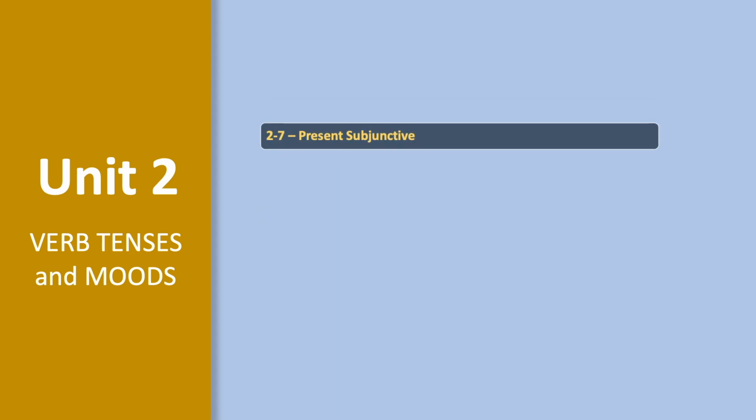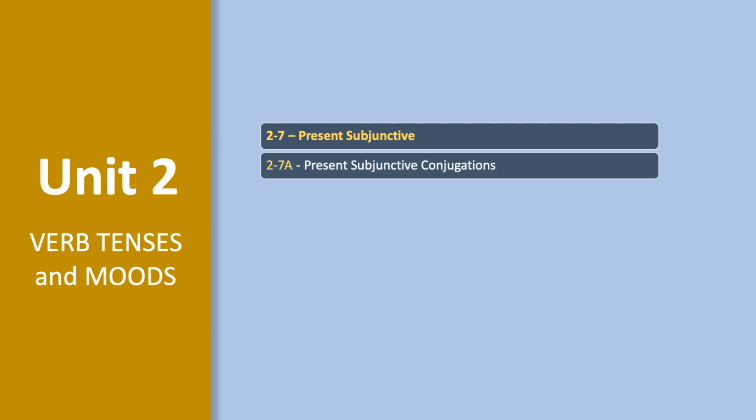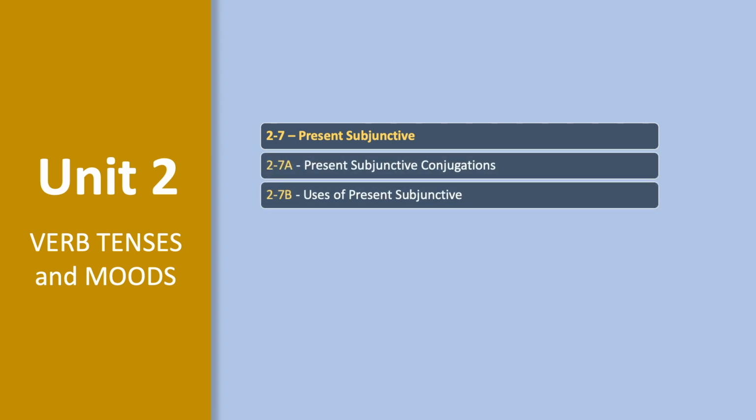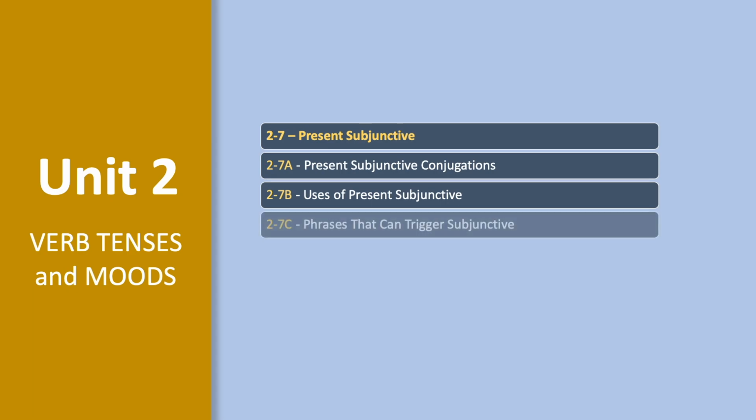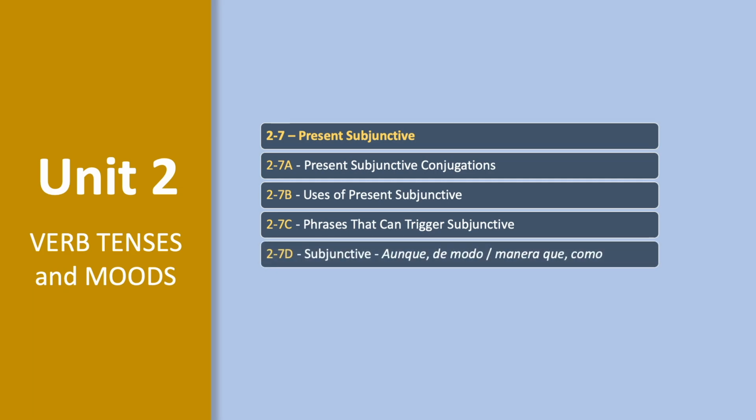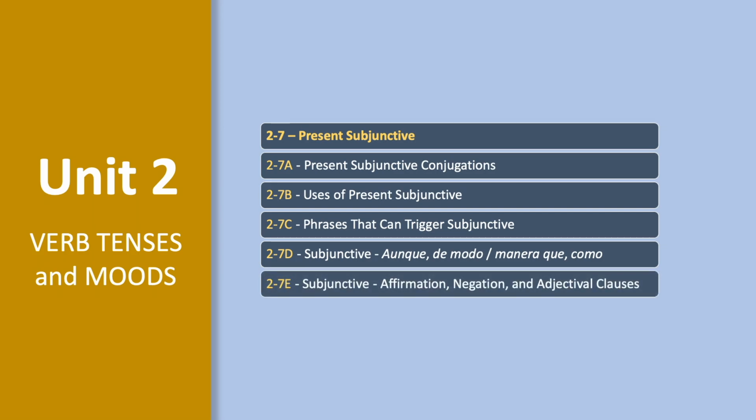There are several topics to cover under the present subjunctive, starting off with regular conjugations. We then have the uses of the present subjunctive. There are certain phrases that can trigger the subjunctive, and we will also look at these specific phrases: aunque, de modo que, de manera que, and como, with regards to how they affect the subjunctive. And then we have the subjunctive with regards to affirmation, negation, and adjectival clauses.